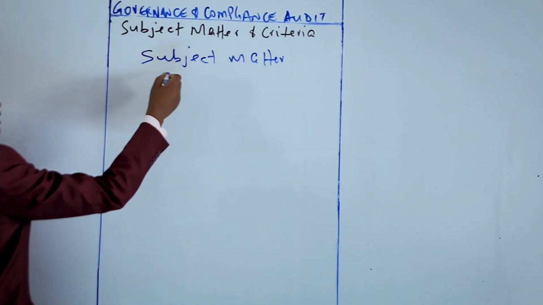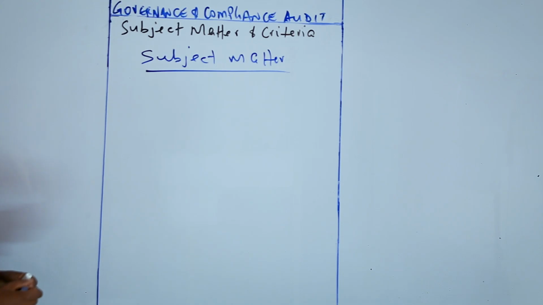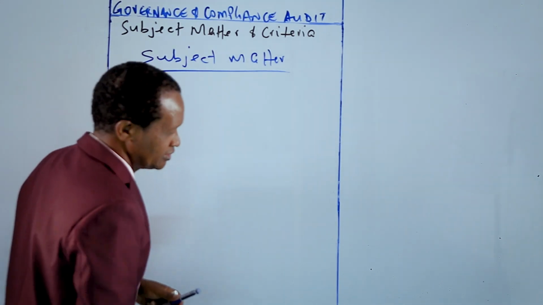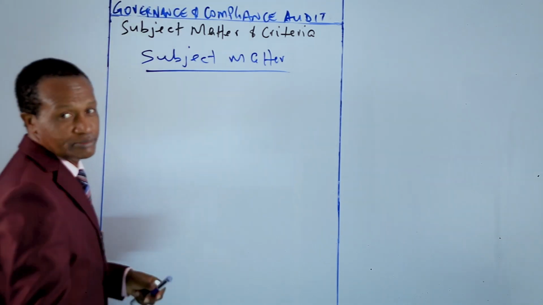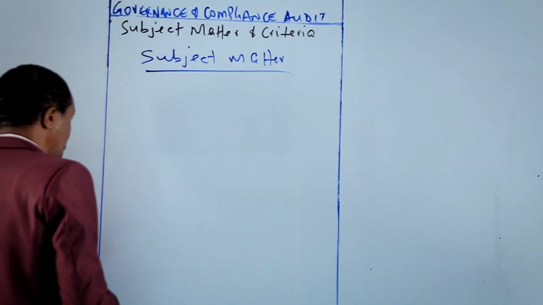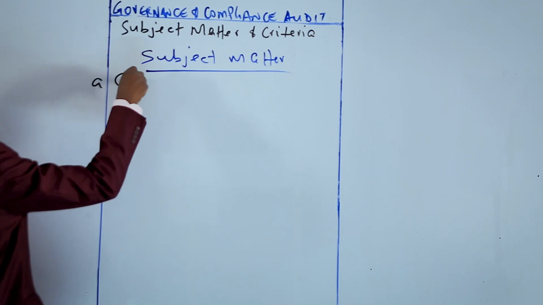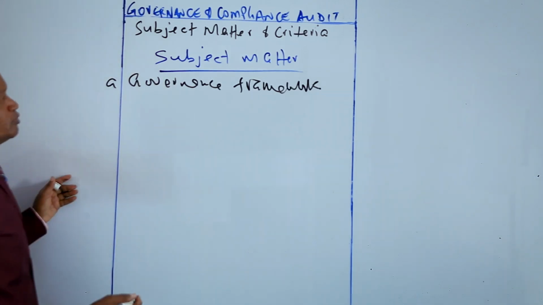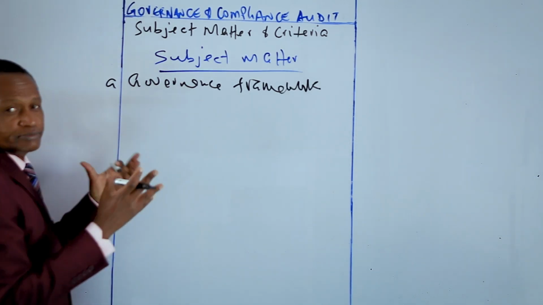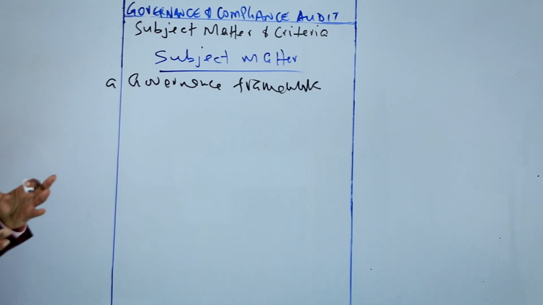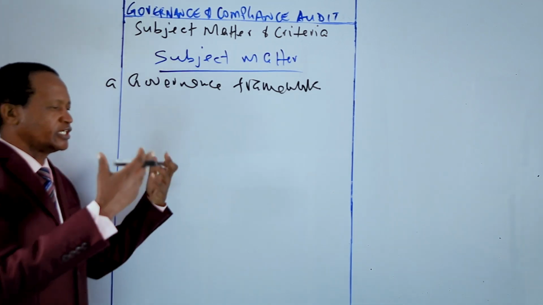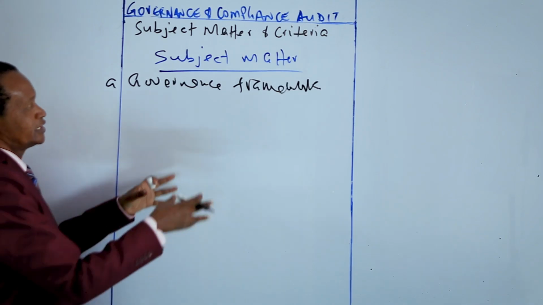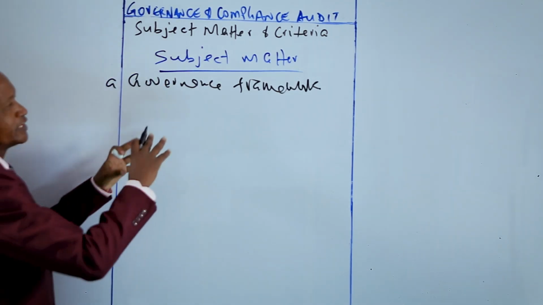If you are to carry out a governance and compliance audit, then you have to examine something. That something is what we are referring to as the subject matter. I'll give an example. One, the subject matter could be the governance framework. Now, the governance framework is a broad subject matter. Here the audit team may examine the entire system of board oversight, risk management, internal controls, ethical culture, and so on. That is an example of a subject matter, the governance framework.